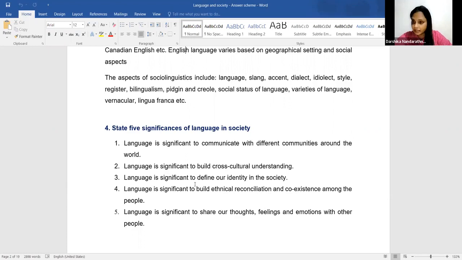That is one significance. Okay. Secondly, language is significant to build cross-cultural understanding. Language is significant to define our identity in the society.